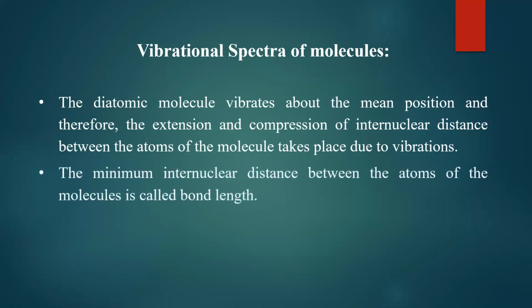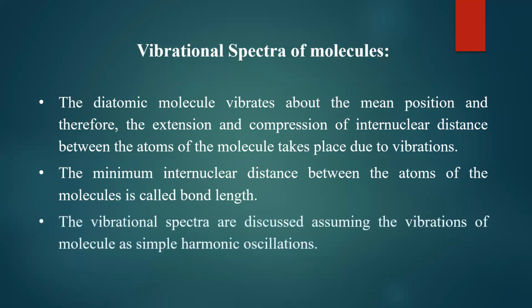And this vibration gives rise to different energy for the molecule, and that gives rise to different vibrational energy levels. Let us take the minimum internuclear distance between the atoms of the molecule, which is called the equilibrium distance, or the bond length of a diatomic molecule. The vibrational spectra are discussed by assuming the vibration of the molecule as simple harmonic oscillation. So at UG level, we'll consider the simple harmonic oscillation of the molecule.